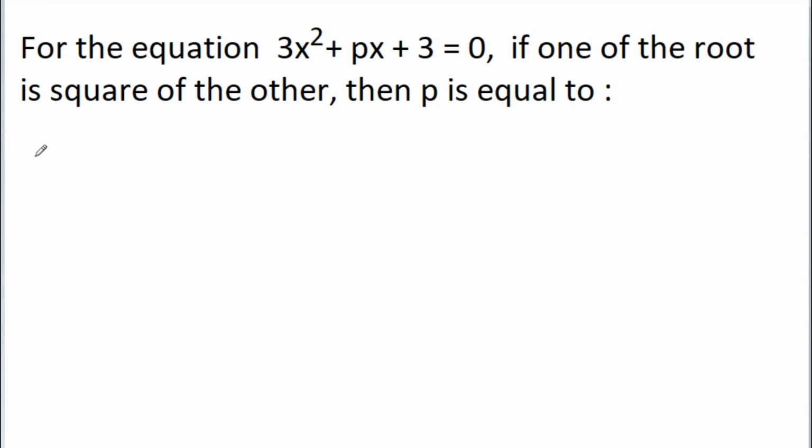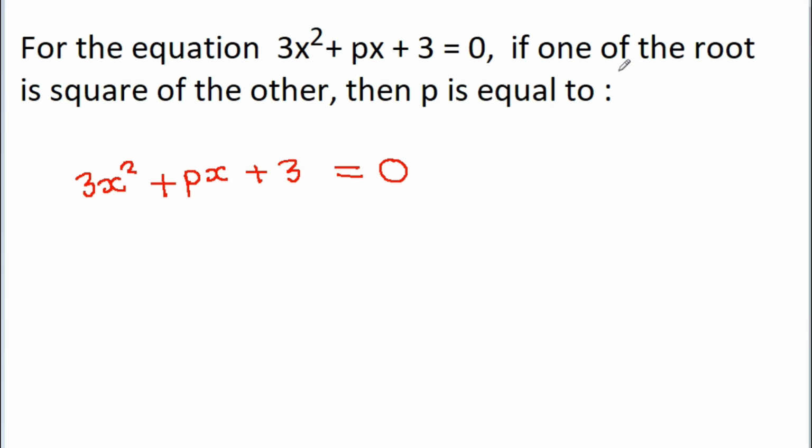In this video, we have a quadratic equation that is 3x² + px + 3 = 0. It is given that if one of the roots is a square of the other, then we have to find the value of p. So here the given equation is 3x² + px + 3 = 0.